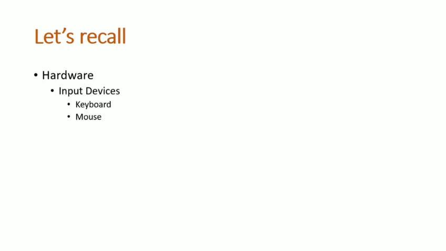In hardware parts, we learned about input devices, keyboard and mouse. We use a keyboard to type data into a computer in the form of numbers, alphabets, and symbols. The second one is the mouse. A mouse is a pointing device which is used to point, select, drag and drop, and open a file. There are two types of mouse, wired mouse and wireless mouse.